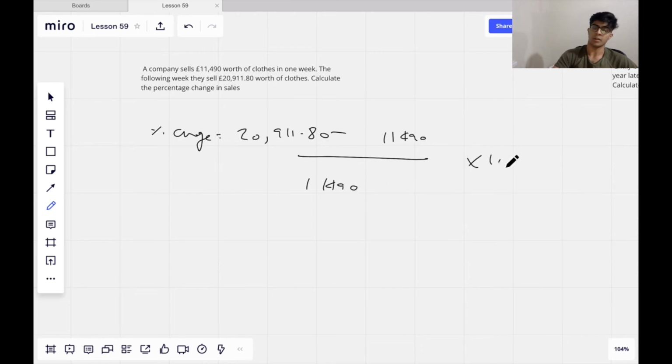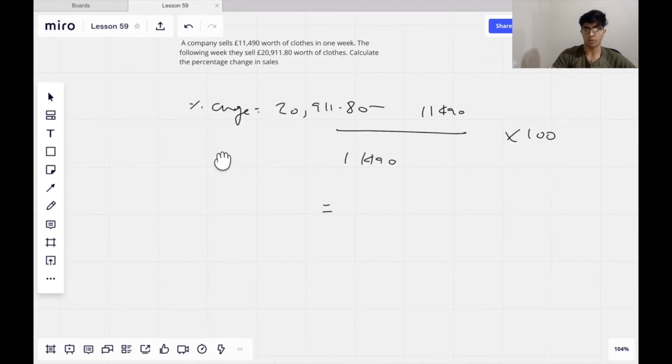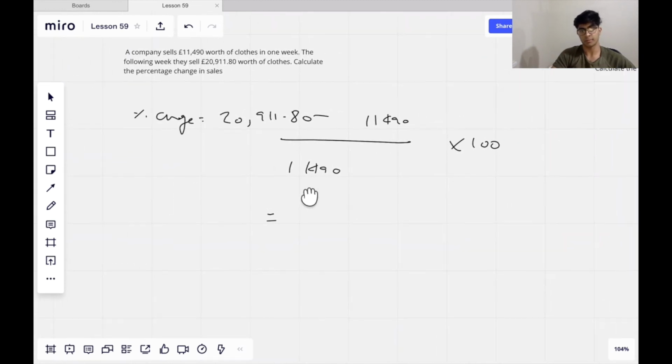Don't forget that times by 100, because if we don't times by 100, we're left with the multiplier equivalent, the decimal equivalent, what we were calculating here. But here we want the percentage change. We're not left with the decimal equivalent, but if we don't multiply by 100, we're left with the change in terms of decimals, basically, or in terms of fractions.